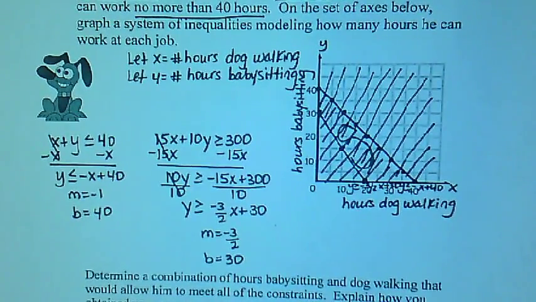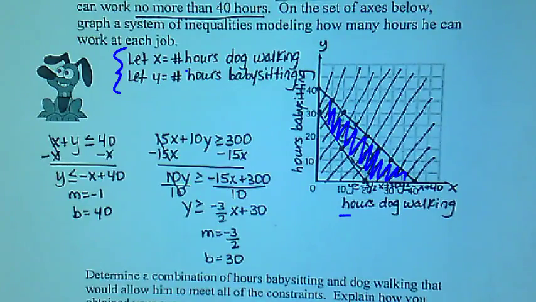Again, it didn't give us our x and our y, so make sure you do that let statement. So x is going to be for dog walking, y is going to be for babysitting. The reason why it's important to do your let statement is, number one, to keep yourself organized, but also if you said x was babysitting and y was dog walking, that's okay, as long as your graph looks that way, your inequalities are the same, and then you answer the question correctly. So you got to use your solution.